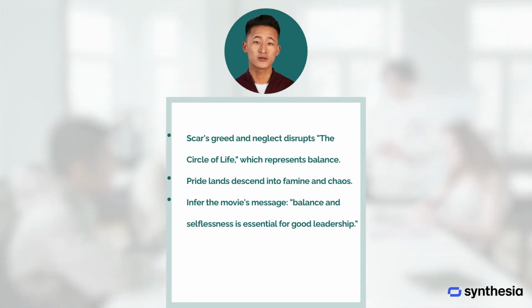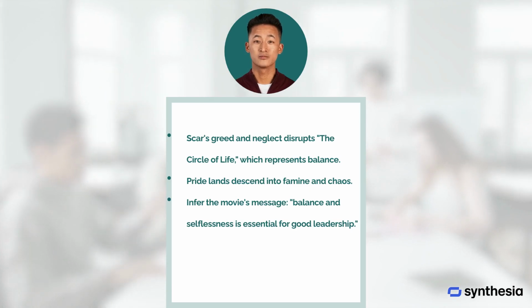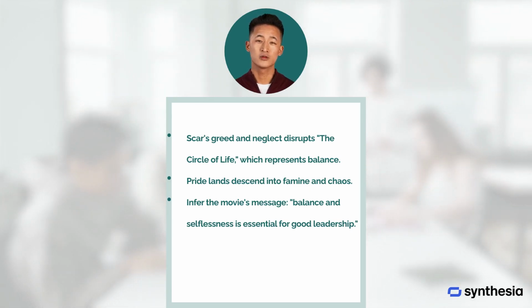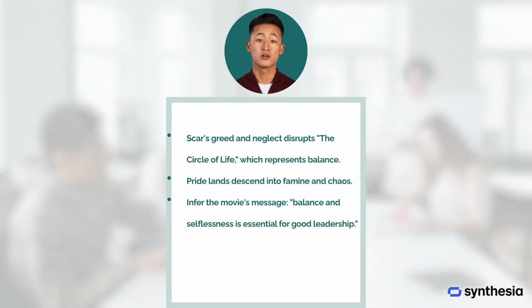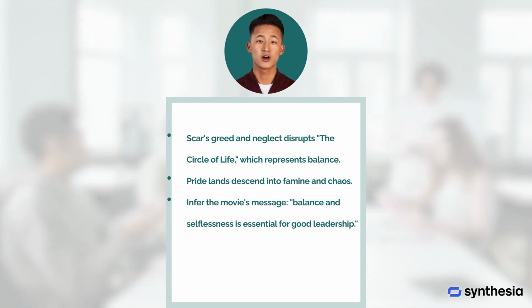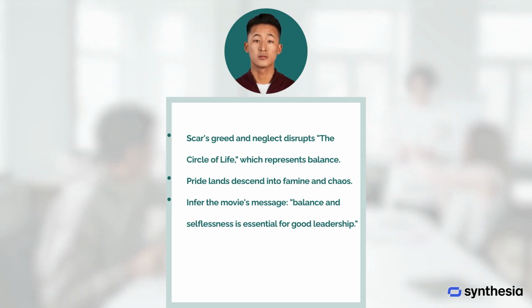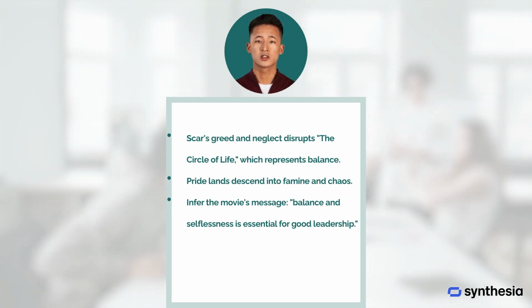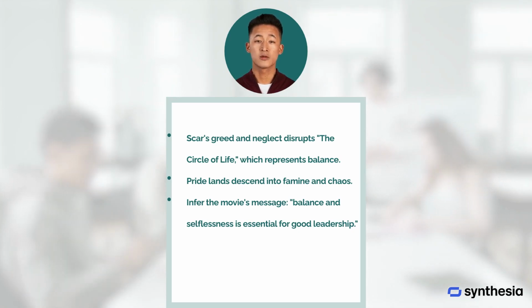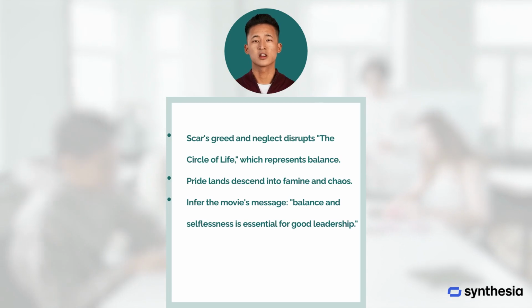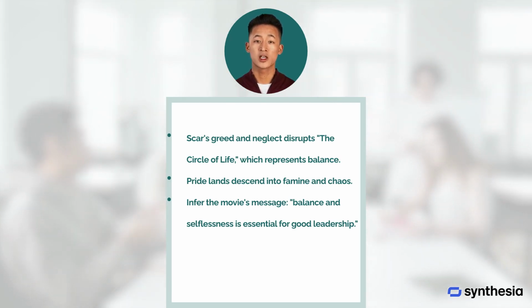So how can we use inference to analyze leadership in The Lion King? In critical thinking, we use inference to look at how the Pride Lands flourish under Mufasa and decay under Scar. We can infer that balance and selflessness is essential for good leadership. Scar's selfishness causes a breakdown in the ecosystem, and from that, a movie fan can infer the larger implication that a leader's greed and neglect for the community leads to widespread suffering.